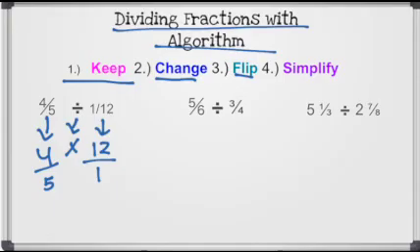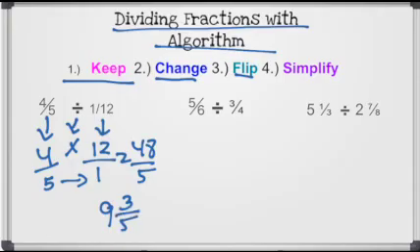4 times 12 is 48, and 5 times 1 is 5. Our answer is 48/5, which we can change into a mixed number. How many fifths can fit into 45? Well, I know 5 times 9 is 45, and I have 3 left over out of 5. So it's 9 3/5.